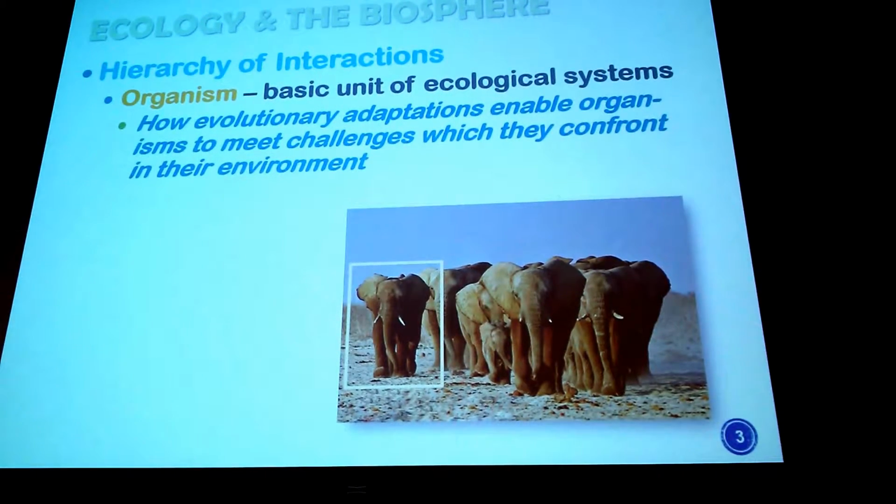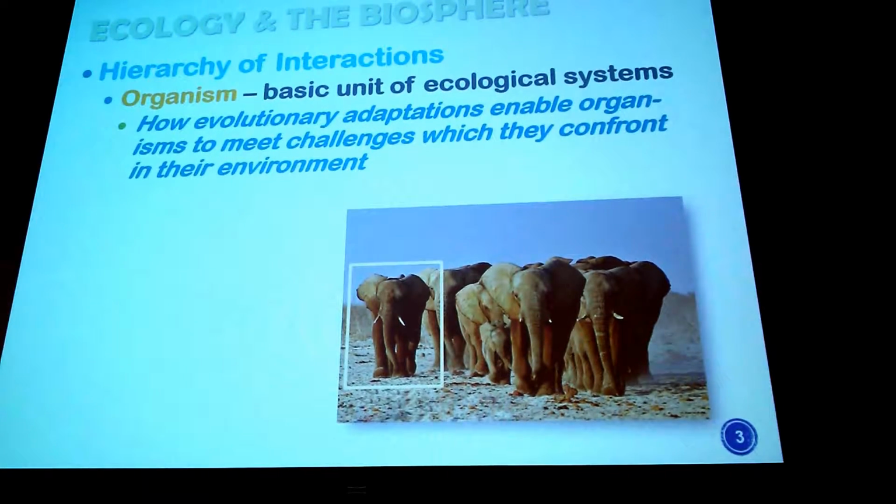What we're going to do is go through the hierarchy of interactions. And we're going to start with the basic unit and build upon that. Something kind of like what we did with anatomy and physiology. We talked about the cell. Cells together make up a tissue. Tissues together make up organs. The organs together make up organ systems. And so we're going to do the same thing leading up to the organism. We did before, but in this case we start with the organism and build upon that. The organism is a basic unit of ecological systems.